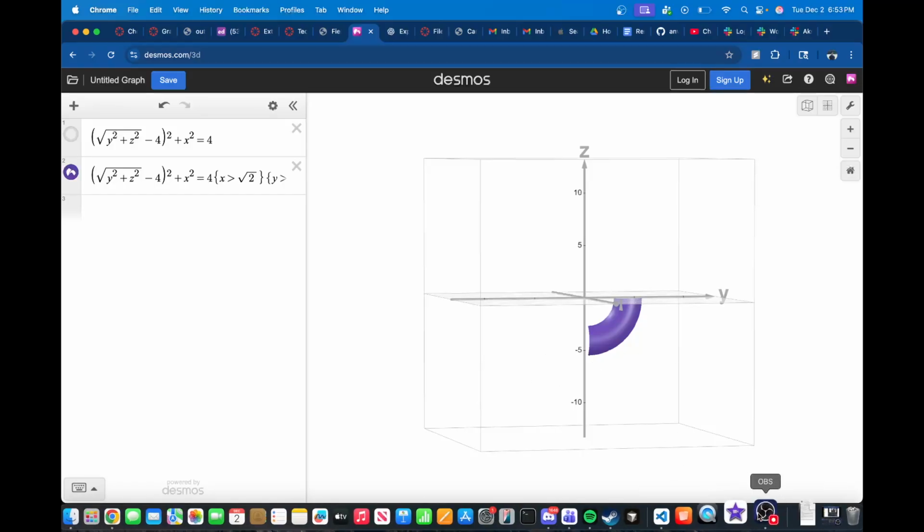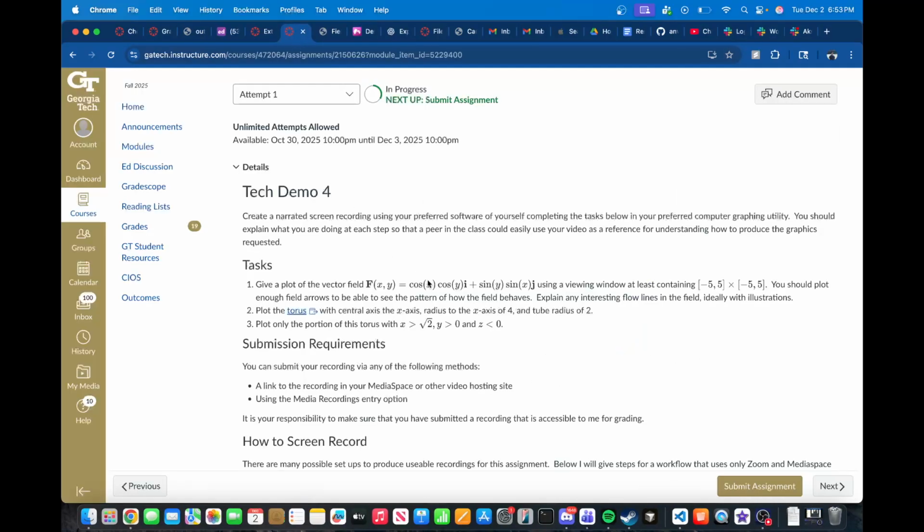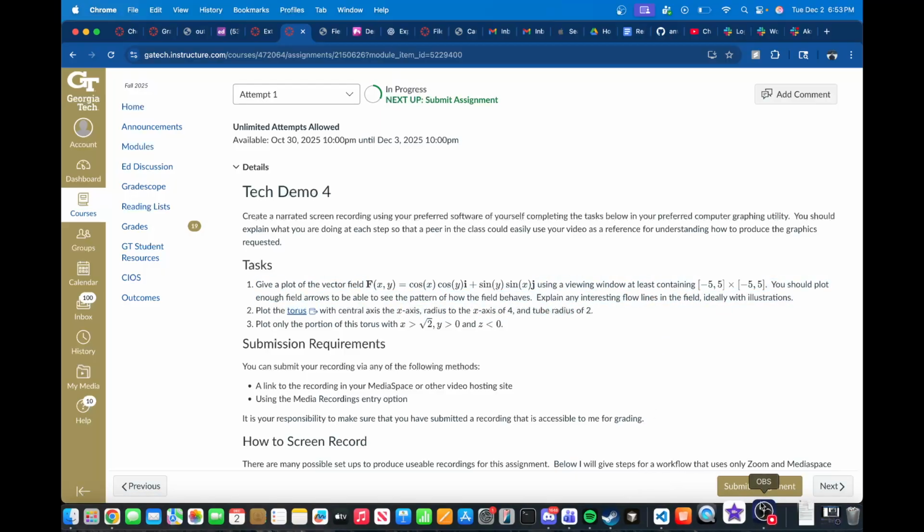That's pretty much it for this tech demo. I think my favorite question of this one was number 1. Really interesting field line right there.